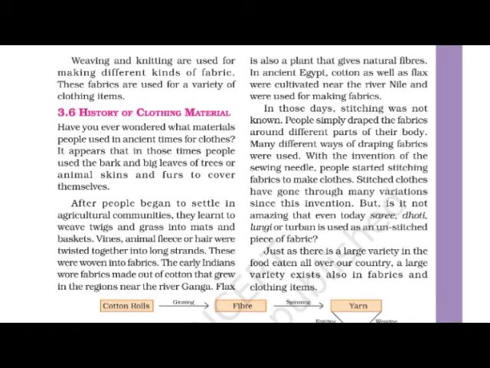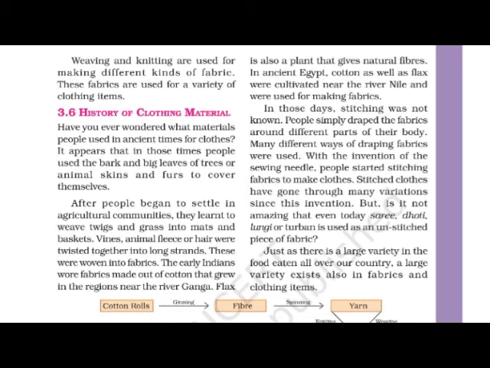Okay, in those days stitching was not known. See, nowadays we call stitching a very simple process, but at that time people did not know this process. So stitching was not invented at that time. People simply draped the fabric around the different parts of their body. Whatever cloth material they had, they draped it. I can say they were covering their body only by that fabric. Many different ways of draping fabric were used.